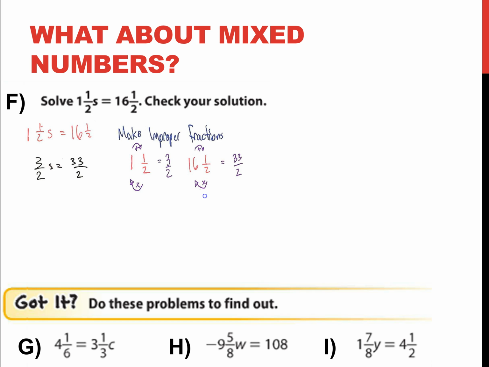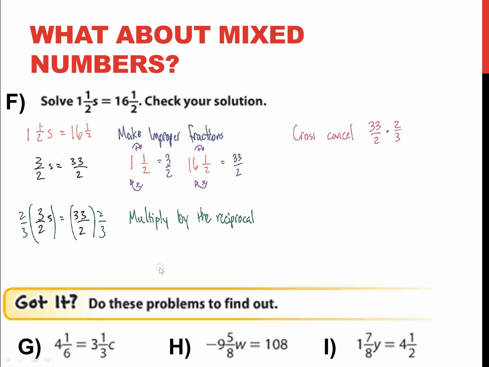This allows me to rewrite my original equation with improper fractions, and we know how to solve this. We're going to multiply by the reciprocal, cross cancel, and I can cancel all over the place. 2 divides into 2 once, which is why I have the ones here. And 3 goes into 33 11 times. So 3 divided by 3 is 1, and 33 divided by 3 is 11. Multiplying straight across, we get 11/1, or 11. And of course, S does equal 11.